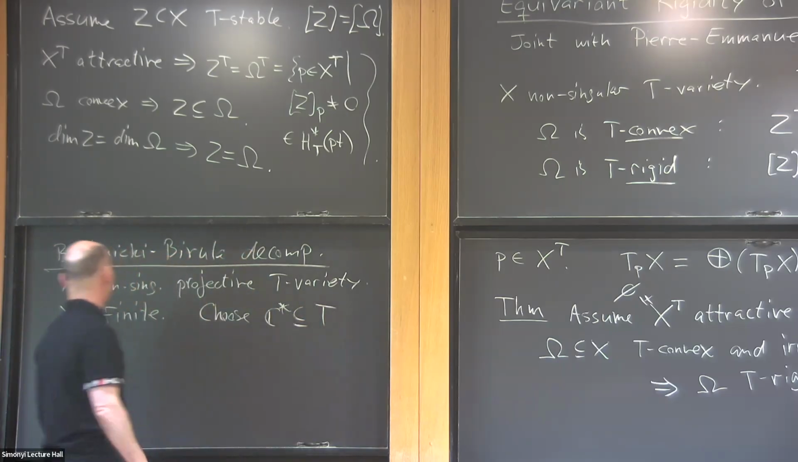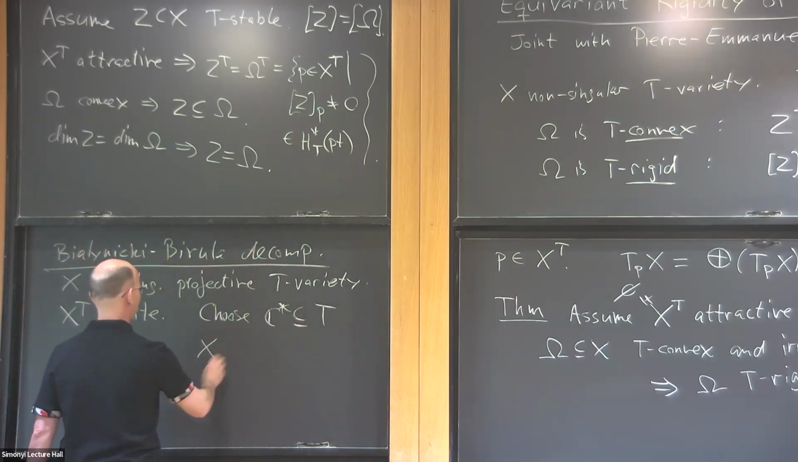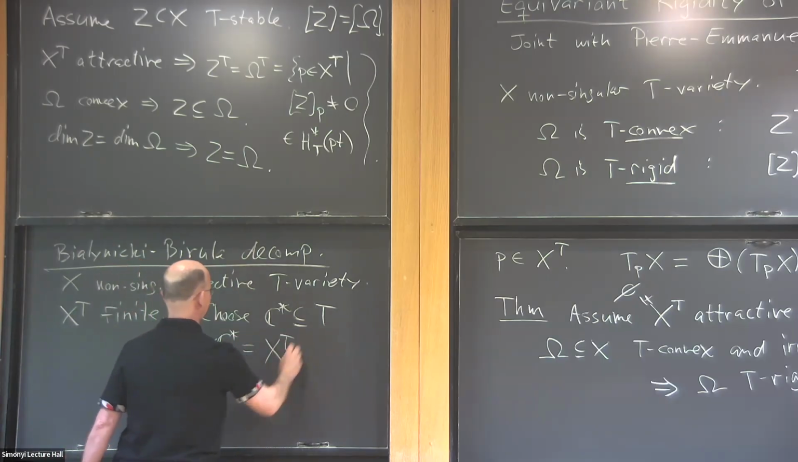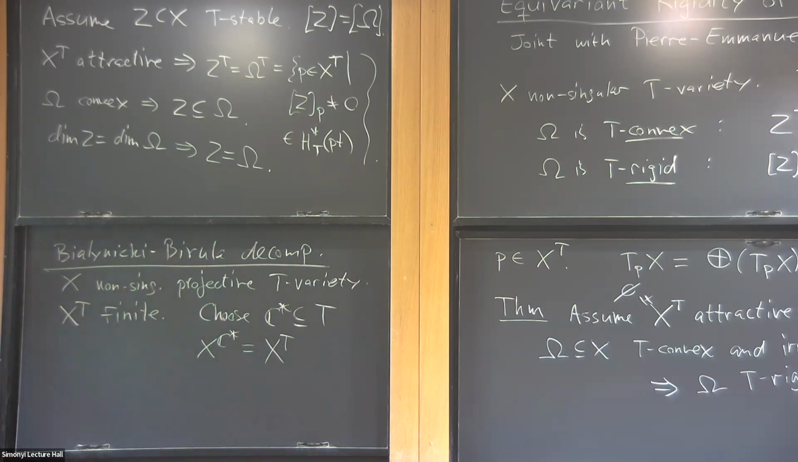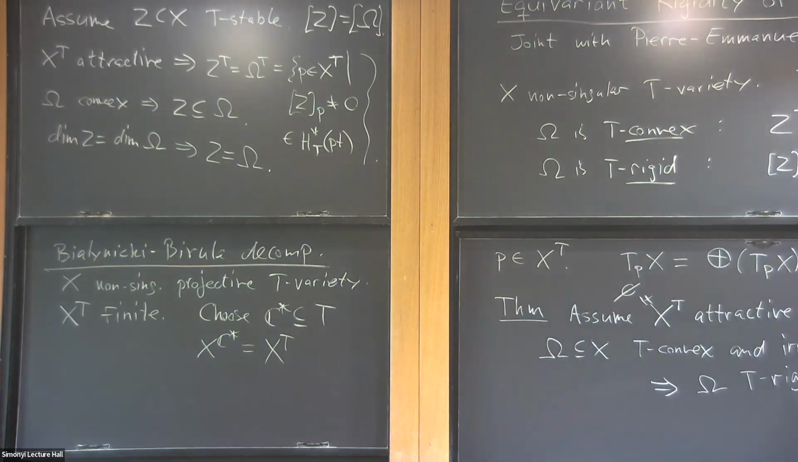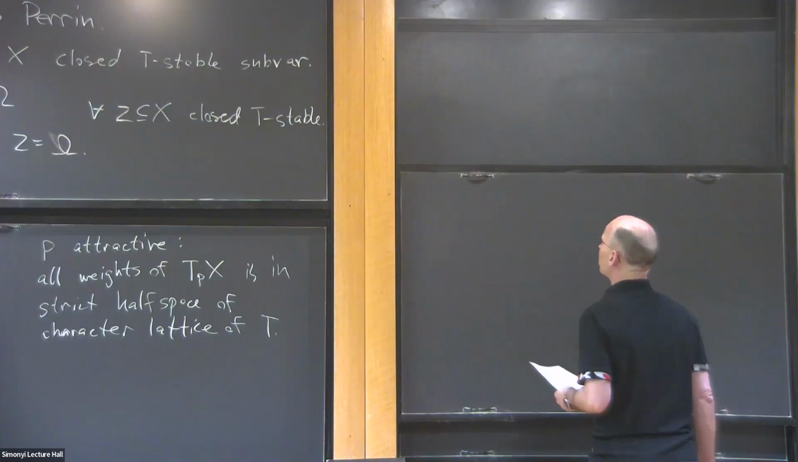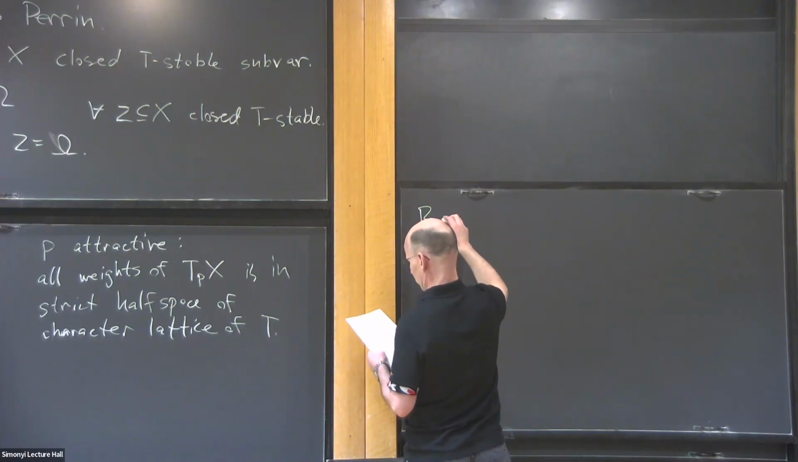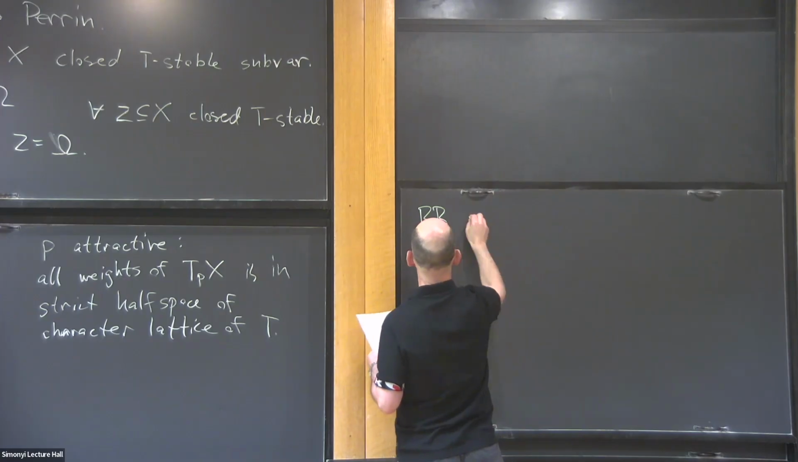so that the fixed points for the action of the C star are the same as the fixed points for the action of T. For example, that follows because you can make an equivariant embedding of X inside a projective space with the torus action. Then you see it from that.